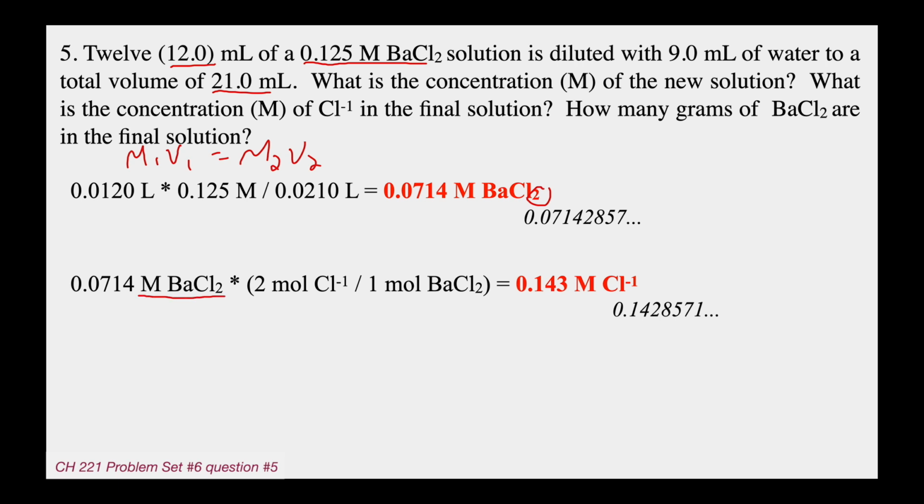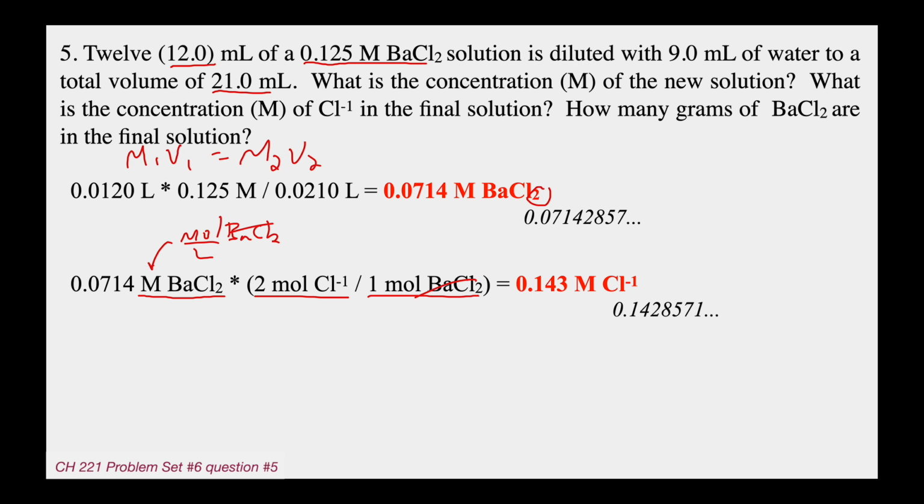This is the initial concentration. 1 mole barium chloride has 2 moles of chloride. And remember, this M right here is moles per liter. It's technically moles of barium chloride. So you can see how if moles of barium chloride are on the top, then this part will cancel. We'll end up with moles of chloride per liter, which is still molarity. Molarity of chloride, 0.143 molar chloride. Very cool. 3 sig figs, all that kind of stuff.